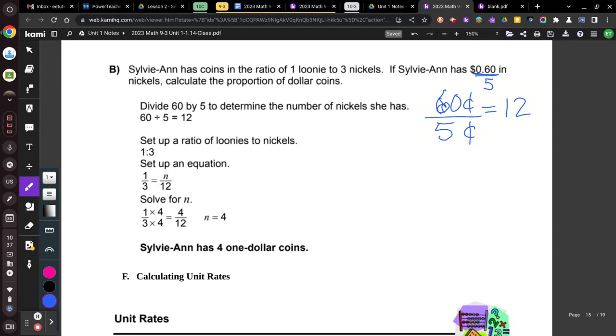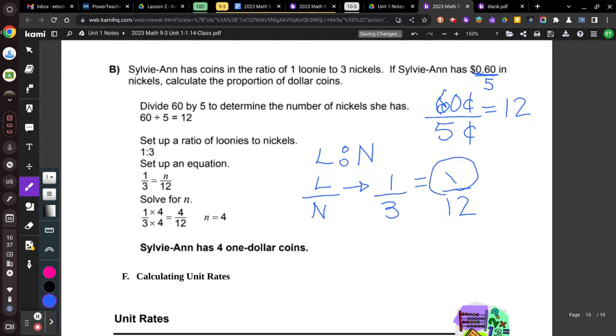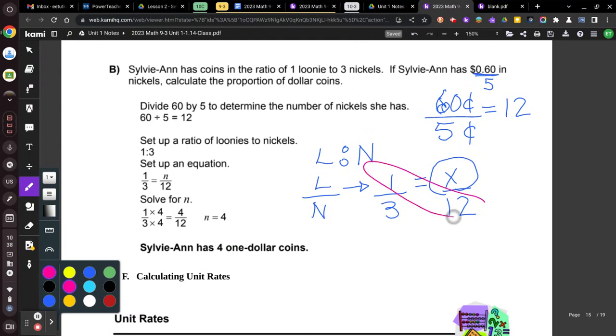Then we got to set up loonies. So we want loonie to nickel. So that means as a fraction, we're going to have loonie over nickel. So she says she's got 1 loonie, 3 nickels. We just found out she has 12 nickels because she has 60 cents. Well, then how many loonies would she have up here? That's our unknown. So again, this is a cross multiply and divide, folks. So we're going to multiply and divide by the number left over. So that means she would have 4 loonies. So x equals 4, and it's a top number, which means 4 loonies, which means $4.